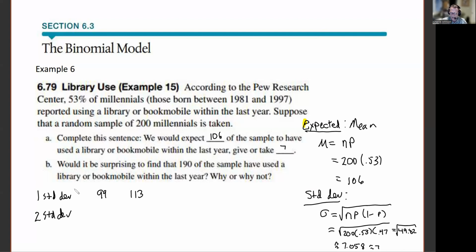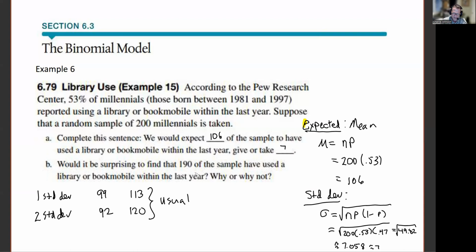So that would be 106 plus 14, 120, and 106 minus 14, 92. So these would be something that we would call usual, not so surprising or unexpected. And so then part B says, would it be surprising to find that 190 of the sample have used a library or book mobile within the last year? Why or why not? 190 is way far away from the mean in comparison using the standard deviation.